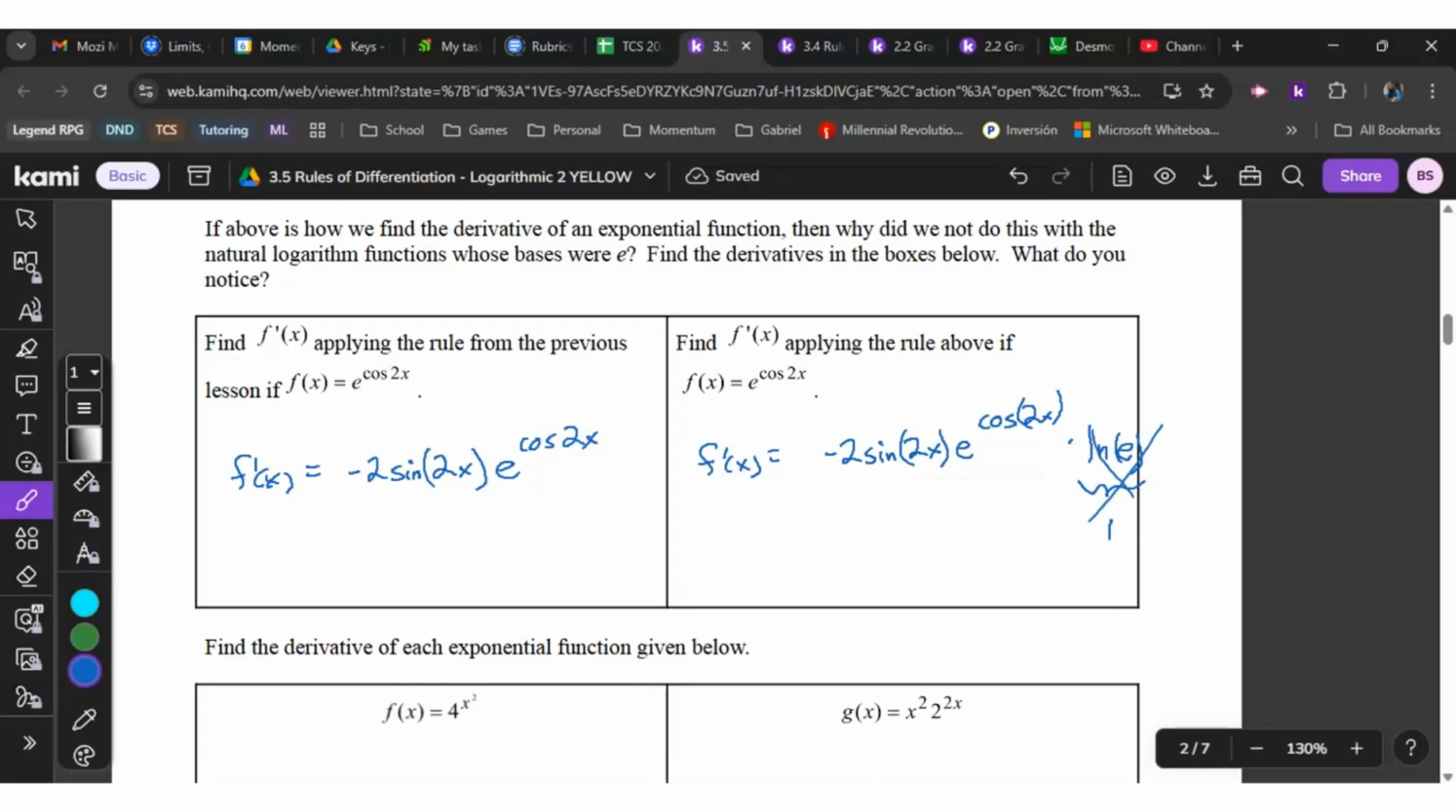So, Mr., I don't understand why we don't apply this rule on the last lesson, like 3.4, like we did.